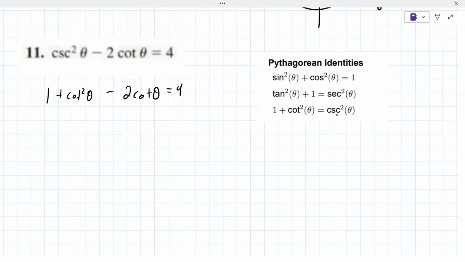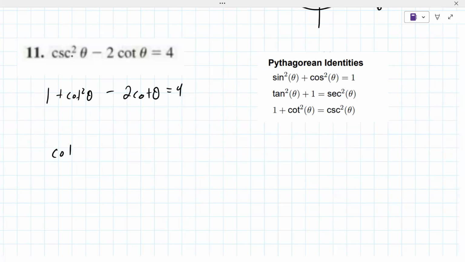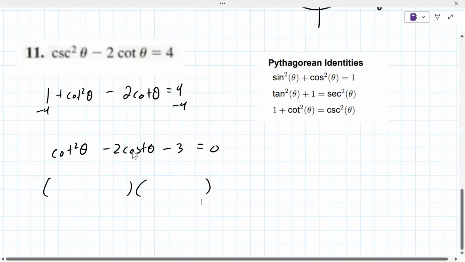There's often the question, which one should I substitute for? Should I substitute for cotangent or cosecant squared theta? You always substitute for the square. That's generally the idea here. So moving some things around, when you subtract 4 from both sides, you get cotangent squared theta minus 2 cotangent theta minus 3 equals 0. Factoring is a pretty common technique here.